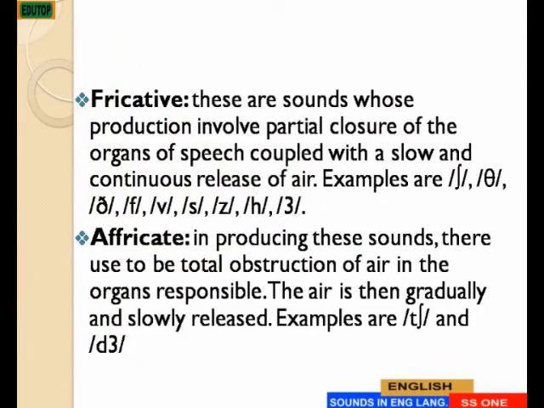The next one is fricative. Fricative sounds are produced when there is a partial closure in the organ of speech, coupled with a slow and continuous release of air. So unlike the plosive sounds, these involve just partial closure in the organs of speech responsible. So there is partial closure in fricative, while in plosive we have total obstruction.